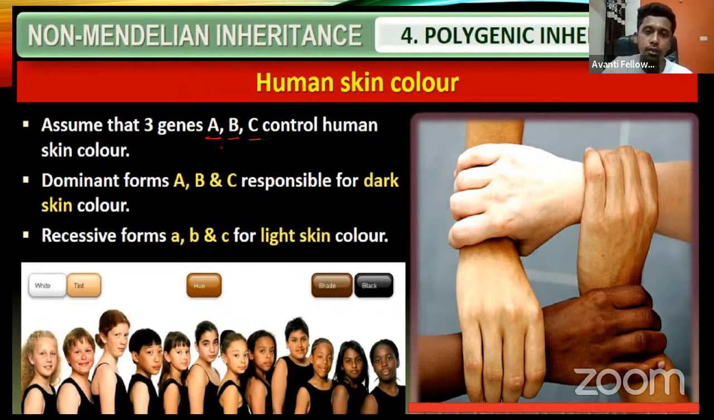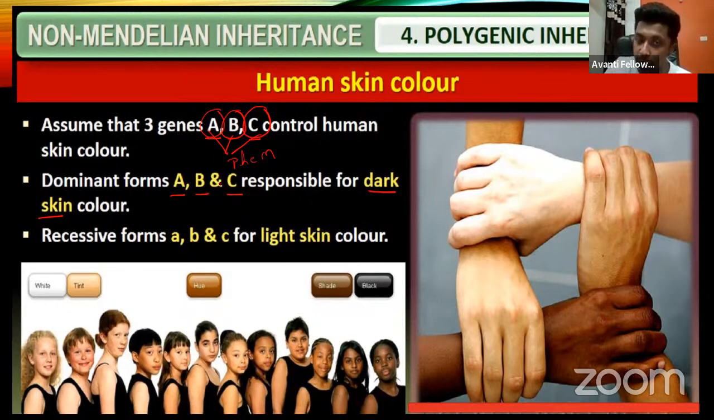So now imagine we have three different genes. I said it is additive. What is additive? How much A is expressing, how much B is expressing, how much C is expressing, all three expressions add together to give rise to one phenotype. I will explain this even better in the next slide. So let us say that for our skin color, our dominant forms are capital A, capital B, and capital C. Whenever I say dominant, that means they are responsible for giving rise to what color? Dark color skin.